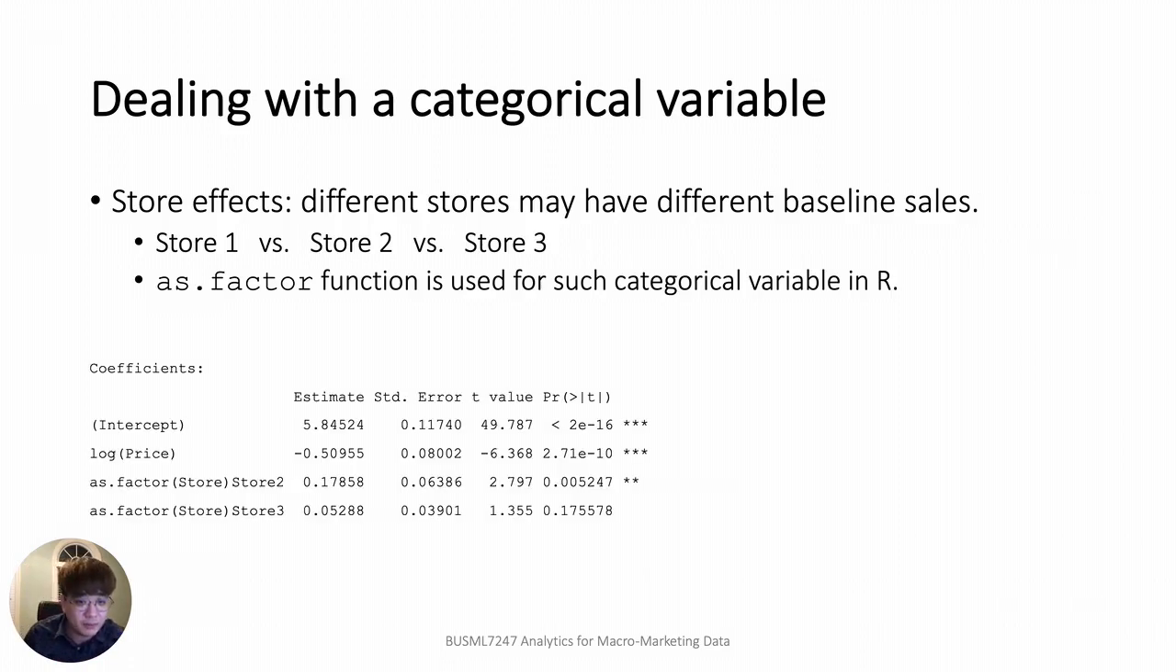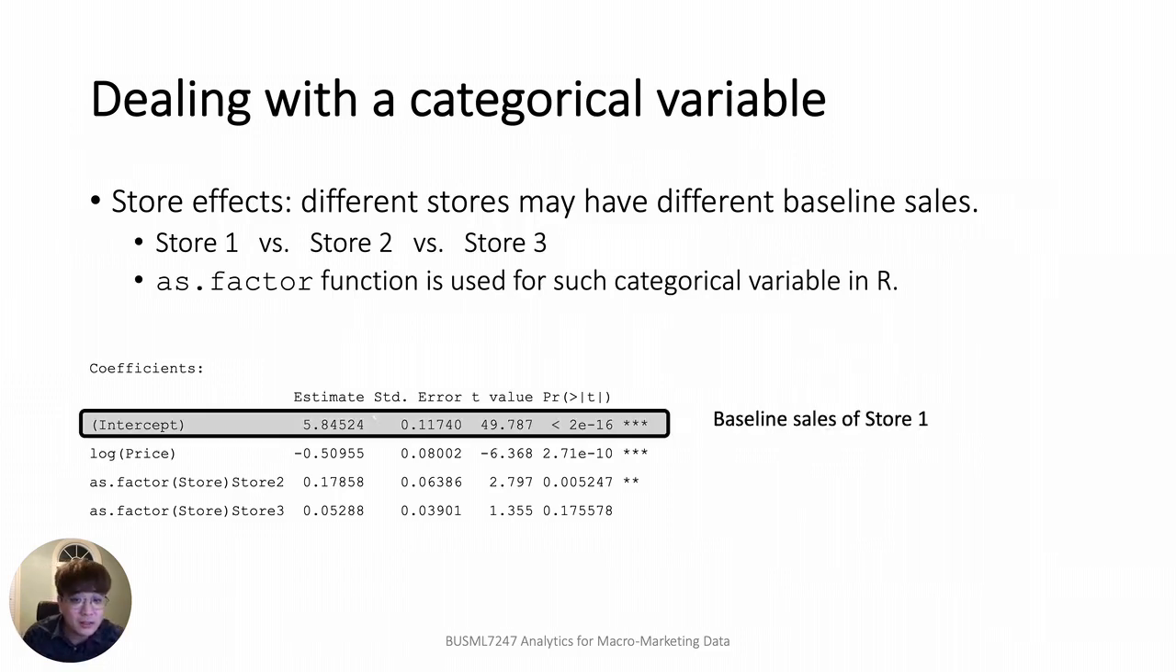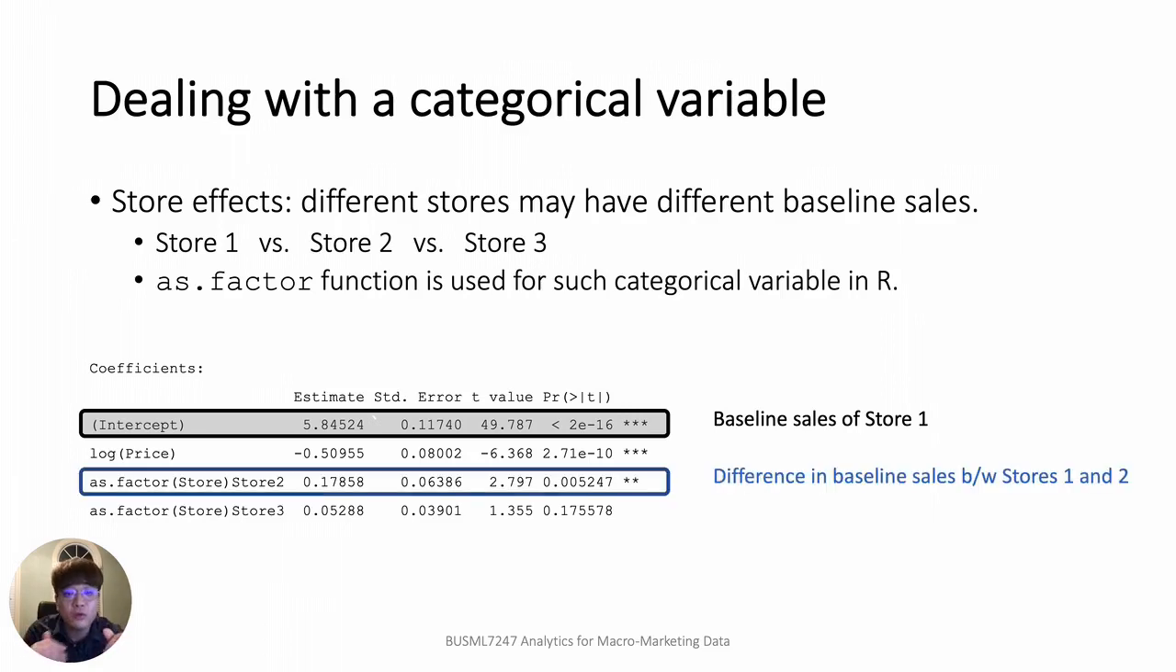And this is an example estimation result with such a categorical variable in R. You may find that only store 2 and store 3, only these two levels, appear in the table. Then where is store 1? This intercept indicates the baseline sales of store 1. And the store 2 variable does not indicate the baseline sales of store 2. It means the difference in baseline sales between stores 1 and 2.